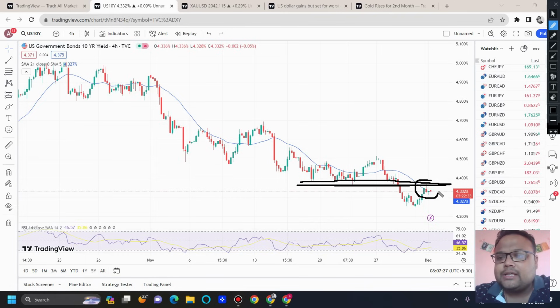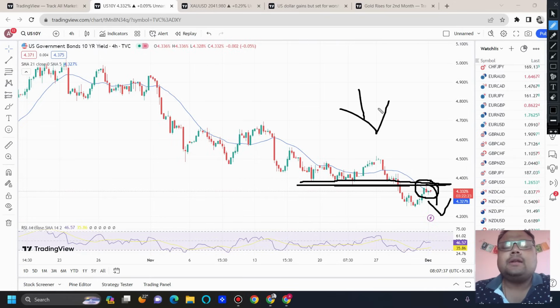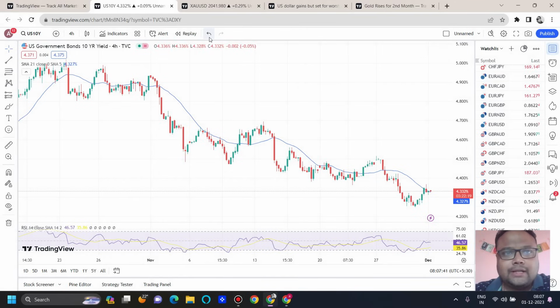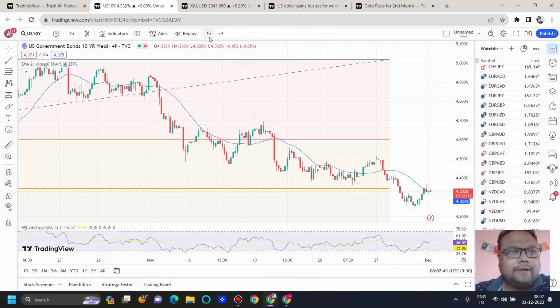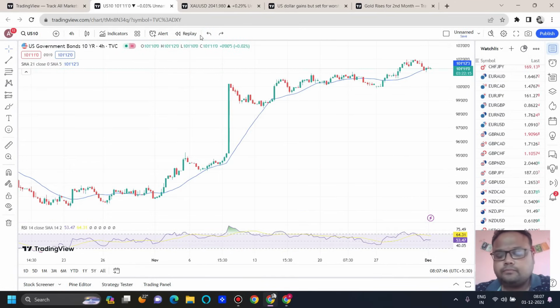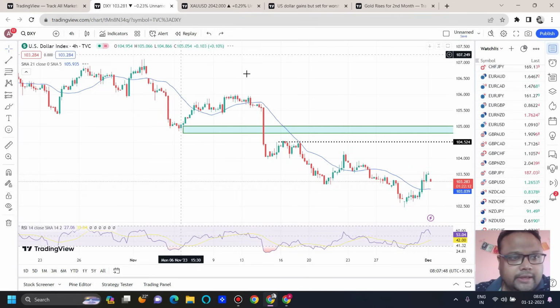We can see the market is struggling around this particular portion. If bonds fail to continue the temporary upside and continue the downtrend, then obviously we will get to see further upside on the chart of gold. Now let's look at DXY. Where is DXY? Yes, there it is.